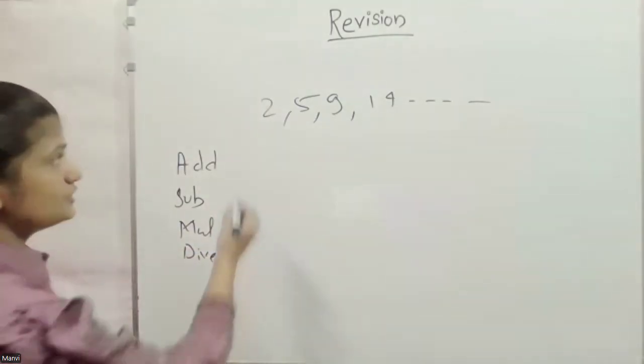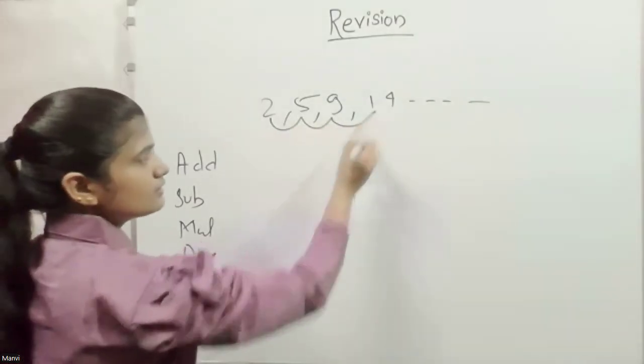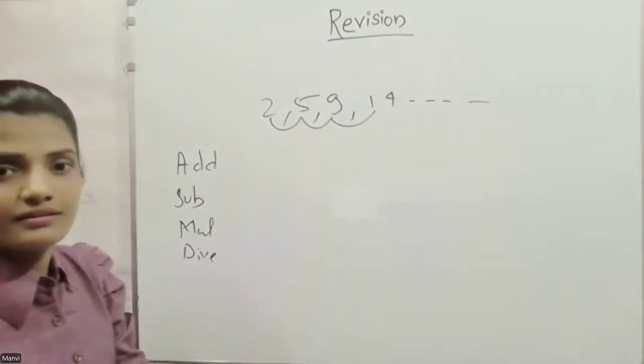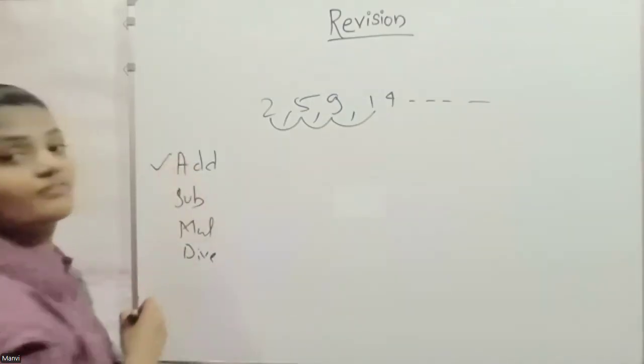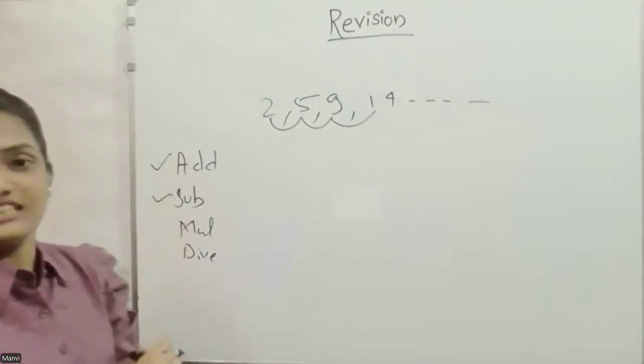So if you see that it's increasing, it's addition. If it's decreasing, it's subtraction. Subtraction, very good. Now, what about multiplication and division?